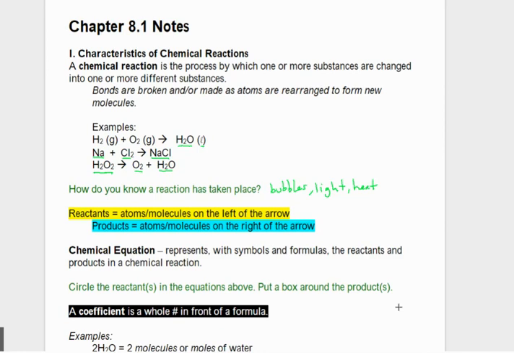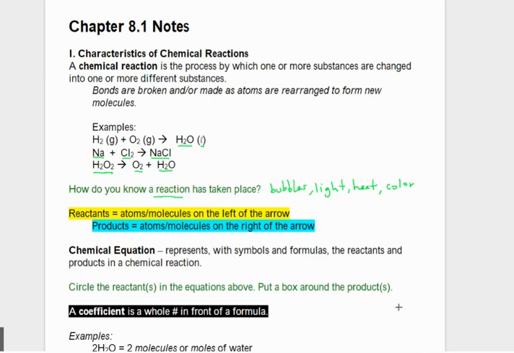So for combustion, for example, anything burning or exploding would give off a lot of light and heat. And another one would be a color change. So if you have a change in color, you know a reaction has taken place. There are some physical processes that change the color of a sample, but usually if a color changes, it's going to be a chemical reaction. So that's how we know a reaction has taken place.